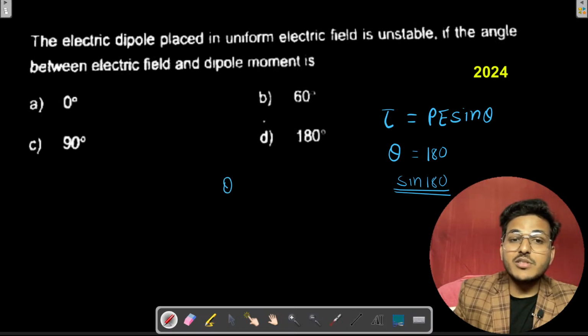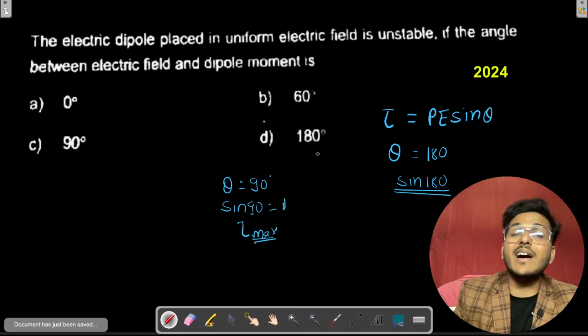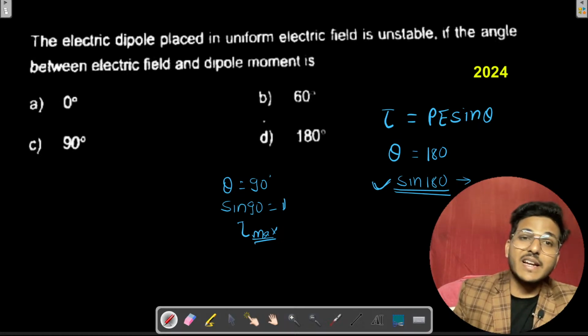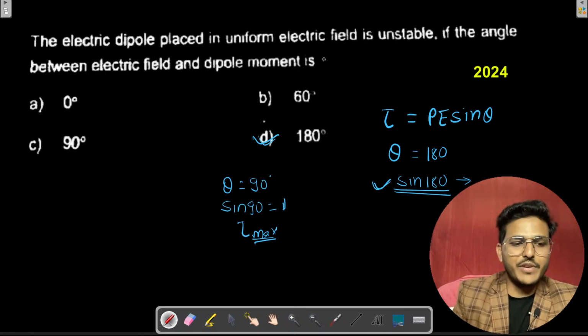This one is the unstable case. And if I talk about theta equals 90 degrees, sin 90 is 1, which is maximum. That is the case of tau max. But instability comes under sin 180 degrees, where the value is negative. So the D option is the correct one. Now moving to the next question.